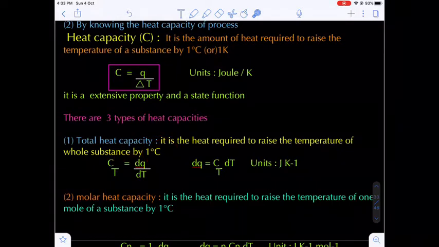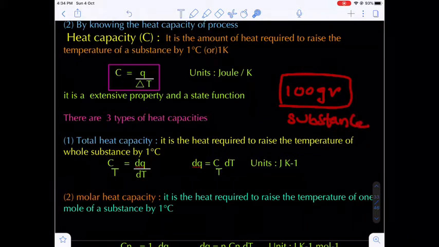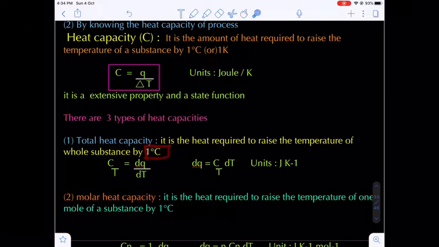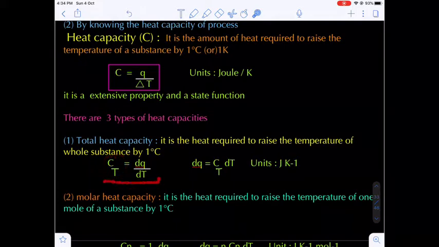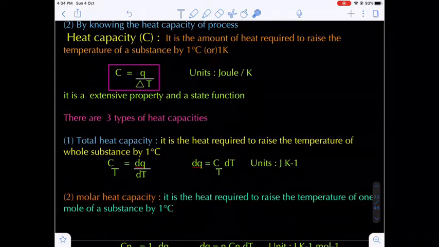Let's suppose I have 100 grams of a substance. The heat required to raise the temperature of 100 grams of the substance by 1 degree Celsius is called the total heat capacity, referred to as CT. That is equal to dq upon dt. From here, dq is equal to CT into dt. The units here are joule per Kelvin.